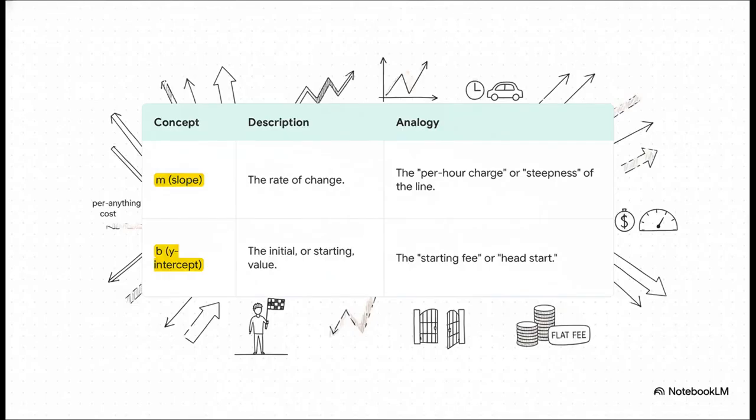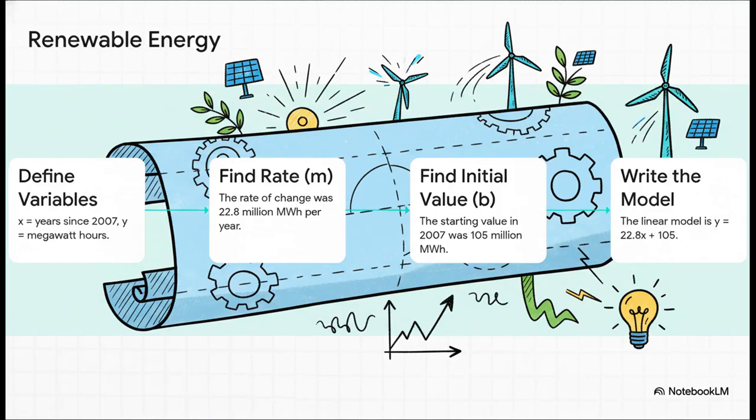Let's break it down. M is the slope. Just think of it as the rate of change, the per anything cost, the per hour charge, the per mile fee. That's your m. And b? That's just the y-intercept, which is a fancy way of saying the starting point. It's that flat fee you pay before anything else happens. So really, it's all just about the rate and the start. That's it.